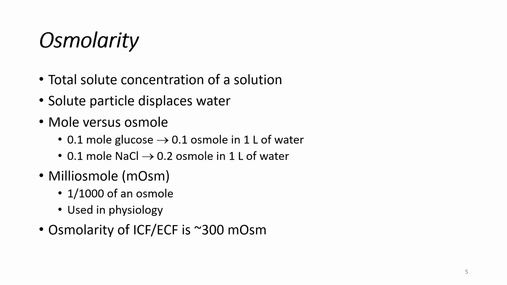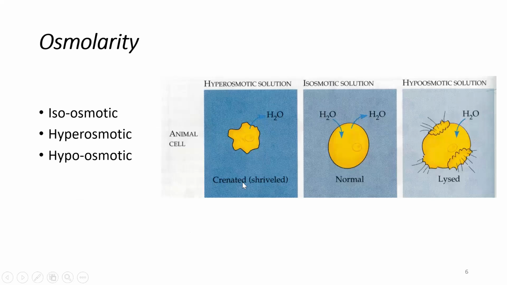Usually we measure osmolarity in terms of milliosmoles. So 1,000th of an osmole, and that's just because that's the relative osmolarity within our physiology, okay? Really small particles dissolved in our physiology, in our fluids. And so looking at the osmolarity of our plasma, this is a measure of our intracellular fluid compartment versus our extracellular fluid compartment, and it's usually about 300 milliosmoles. And what that means is that there are about 300 solute particles dissolved in our plasma, essentially, okay?